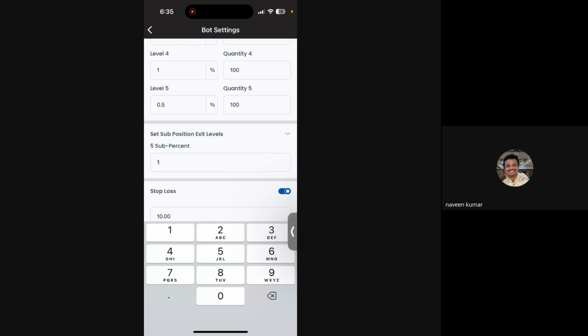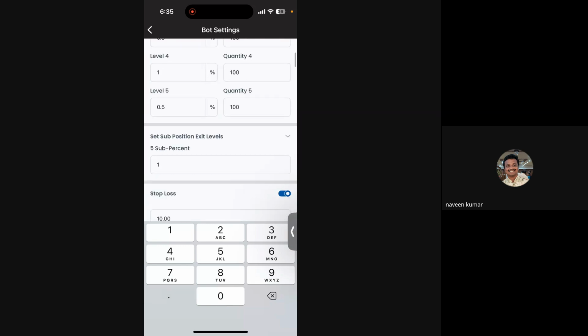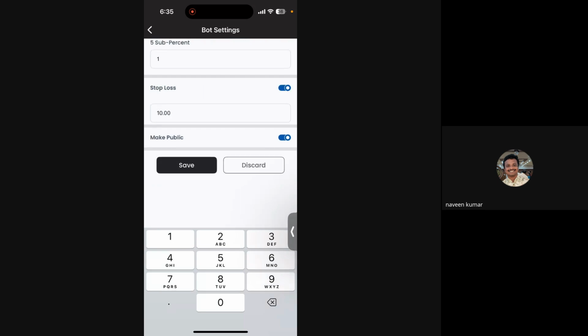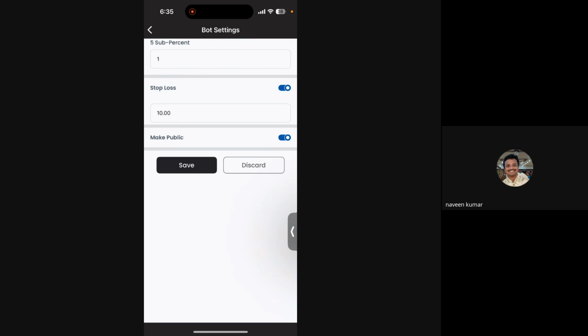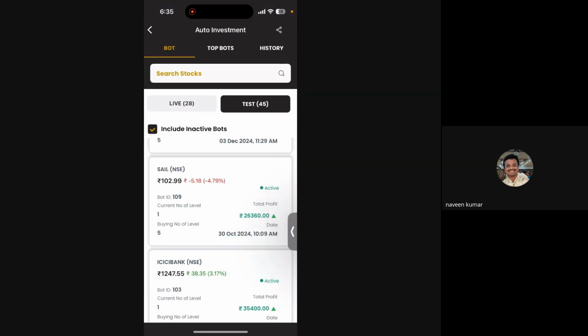So this 100 stock, level 5, whenever it is bought, whenever it reaches 1% and comes down by 0.2%, it will sell it for 0.8% profit. Here I have kept stop loss as 10%. I have made it public and I will just save it. Okay, the bot updated successfully.